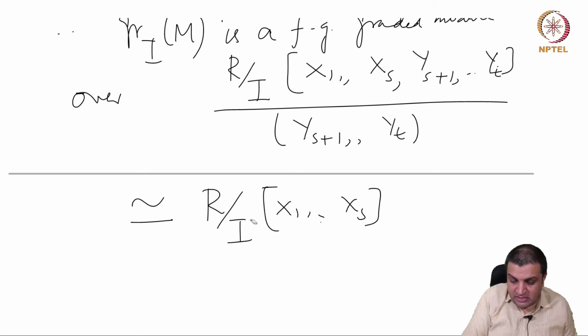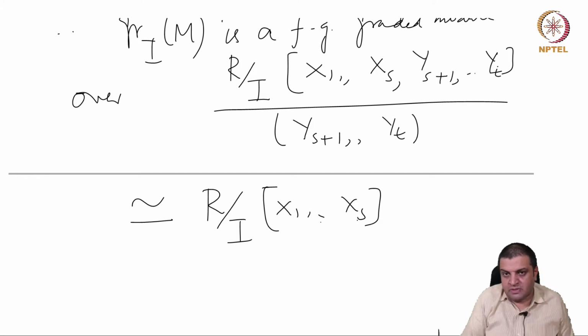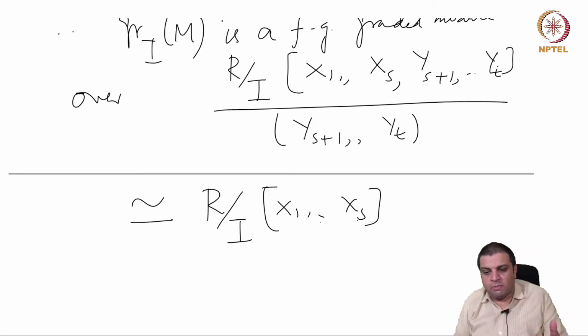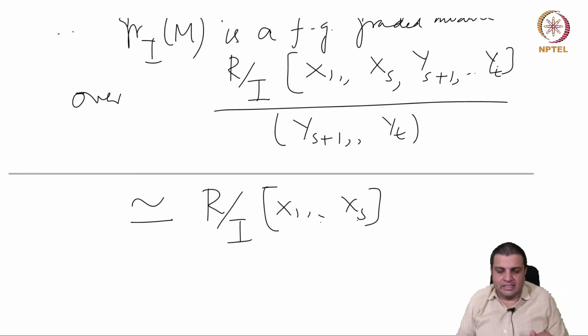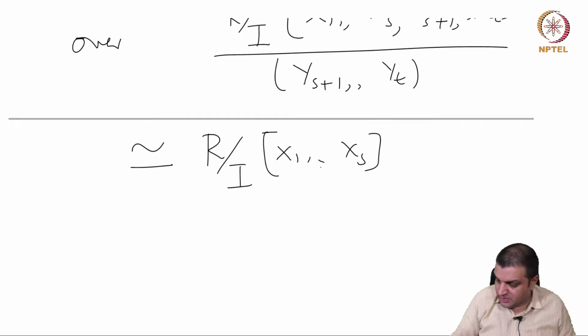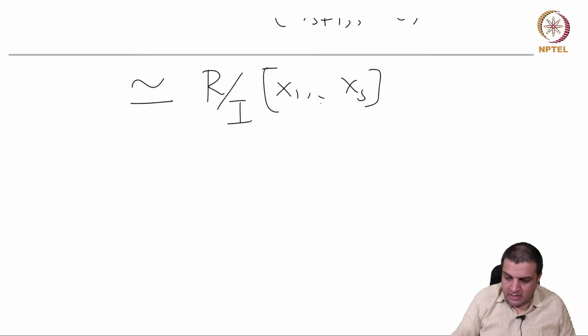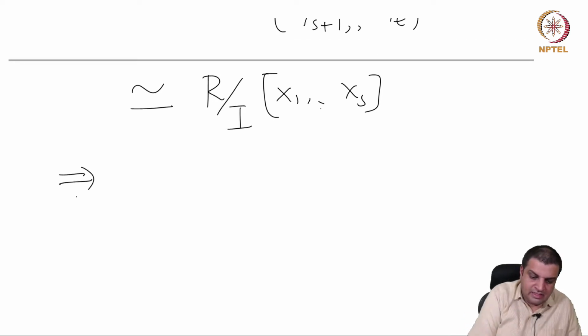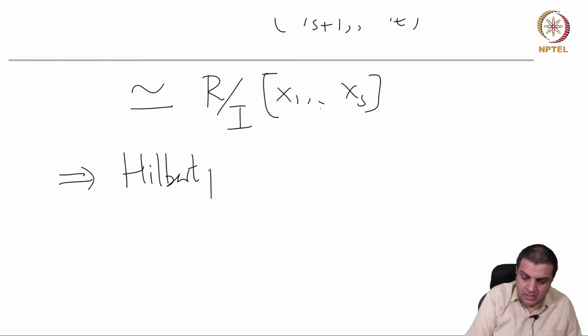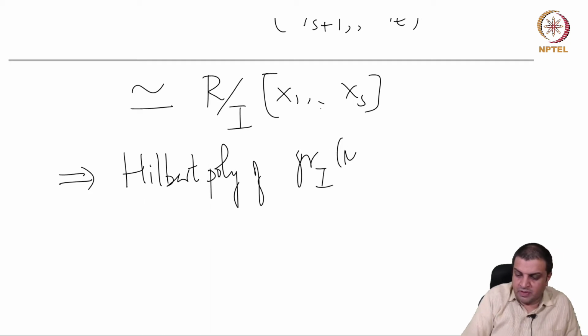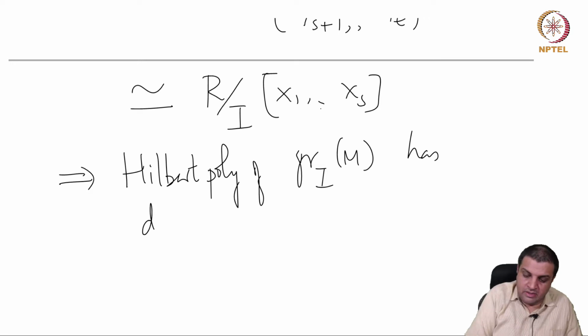Of course, we cannot change this to s; here we are using I. We only need the generators corresponding to the system of parameters and not those for the annihilator. That's the observation that we want to make. And so this says that the Hilbert polynomial of the associated graded module of M has degree at most s minus 1.